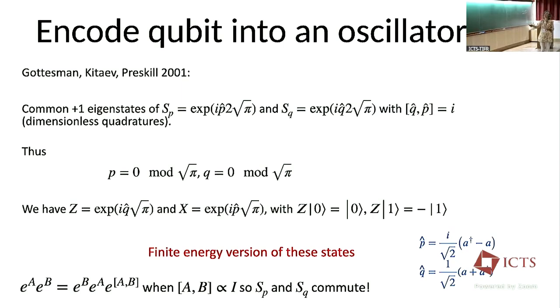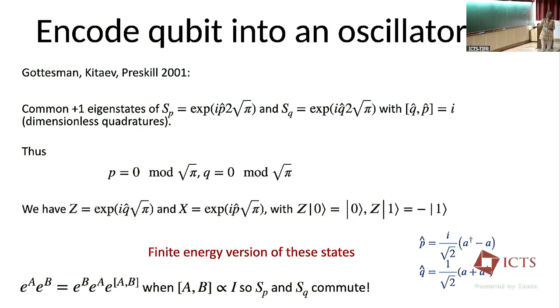We have these two operators that are commuting, and we imagine that there's a +1 eigenstate of both of these. Now, if there's a +1 eigenstate of both of these, in order for this eigenvalue to be +1, it must mean that P is 0 mod square root of pi, and Q is 0 mod square root of pi.